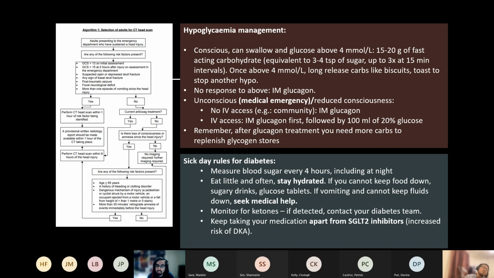We've got our hypoglycemia management here, and we've got our sick day rules for diabetes here. One other important condition with sick day rules is Addison's disease. What are the sick day rules for Addison's, or for anybody on long-term steroids, actually? Anyone on long-term steroids, what's the sick day rule? Also, just with steroids.